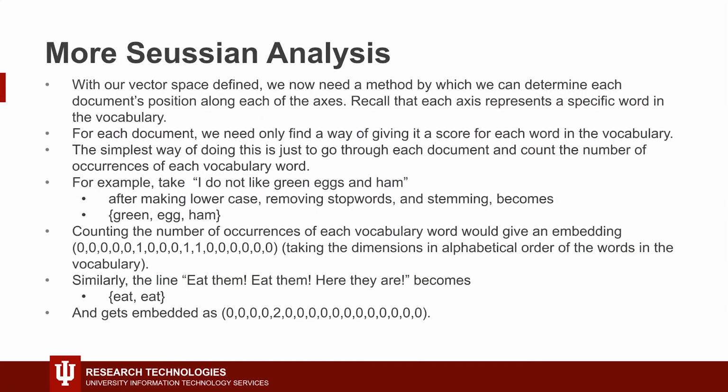So with our vector space defined, we now need a method by which we can determine the document's position along each of the axes. Recall that each axis represents a specific word in the vocabulary, so we need to give it a score. Let's take, for example, "do not like green eggs and ham." After making it lowercase, removing the stop words, and stemming, it just becomes green, egg, and ham.